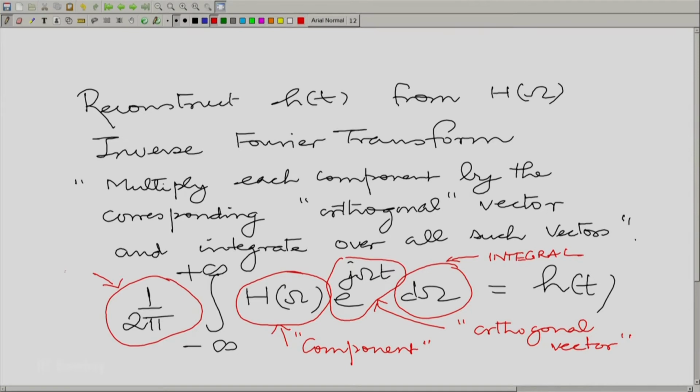And this constant we recognized was to normalize the vector, to make it a unit vector. Makes a lot of sense. Multiply the component by the unit vector in the direction of that component, integrate over all such components, and you hope to get back the original function h(t).